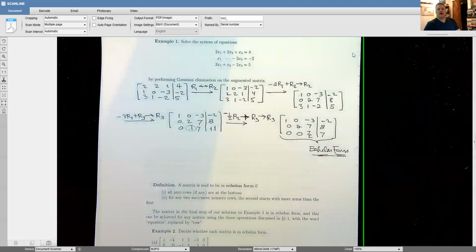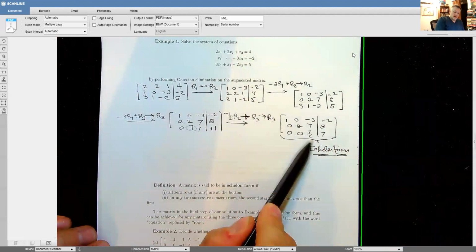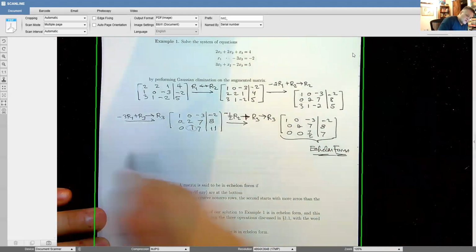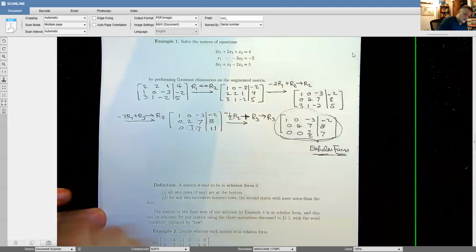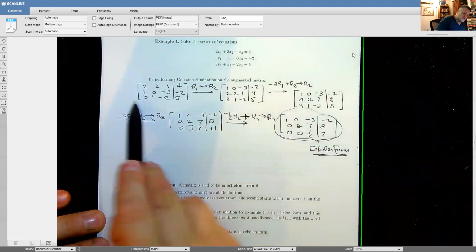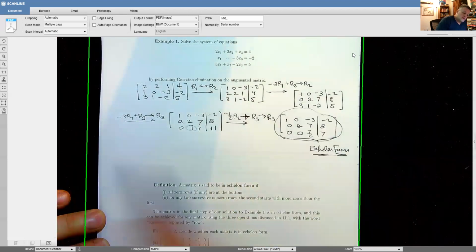Right, every row has more zeros initially than the one directly above it. Notice also it's in that form where we can now immediately use back substitution, right? So now is the time where I'm going to change this back to system form, so we didn't have to write all those crazy variables each time around. It takes too much time.